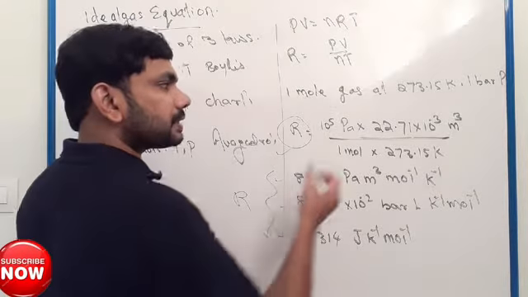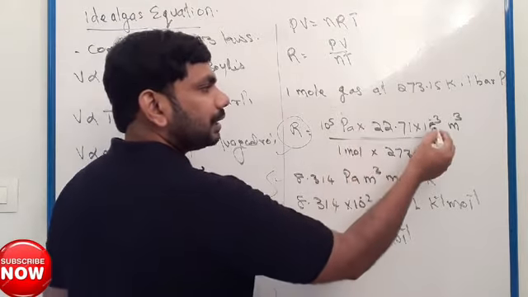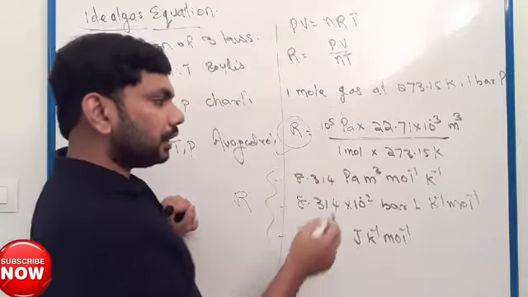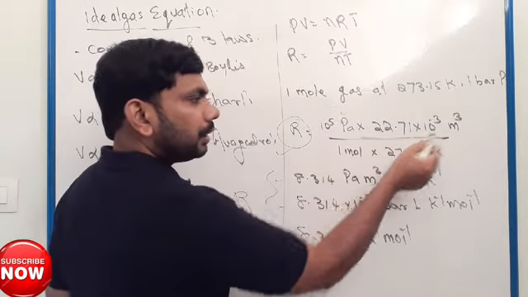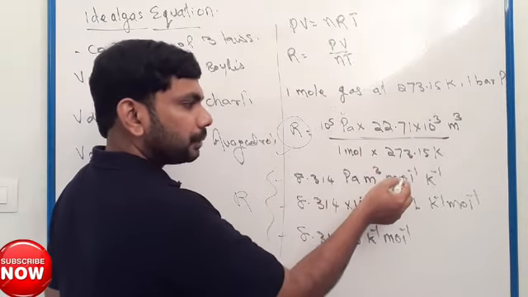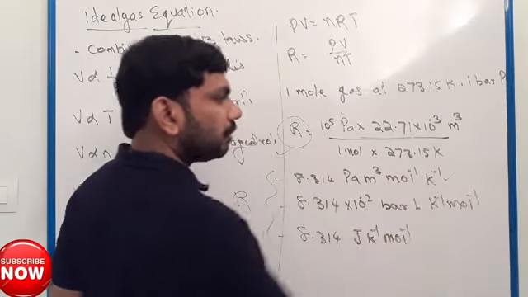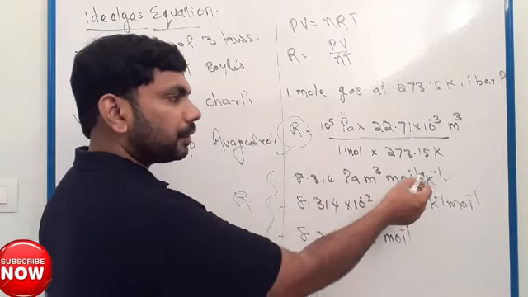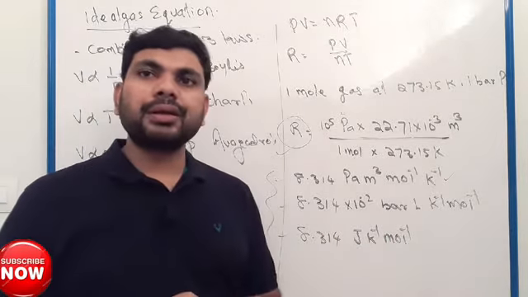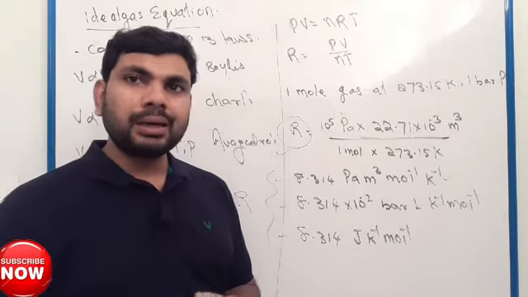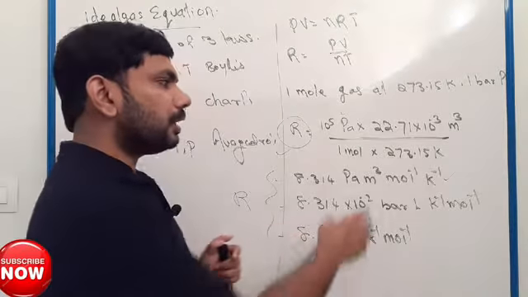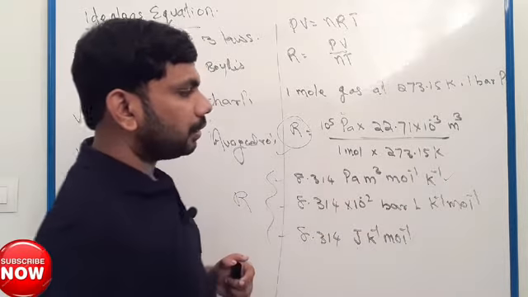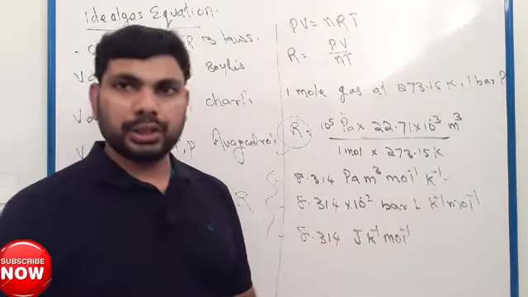First one, simply you can say 8.314 Pascal m cube per mole per Kelvin. That is the first unit of R. Look here, Pascal, m cube, divided by mole, so it is per mole per Kelvin. And another one, 8.314 into 10 raised to minus 2 bar liter per mole per Kelvin. This is the second unit.